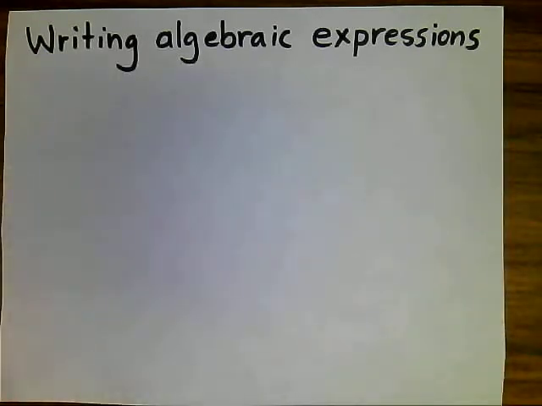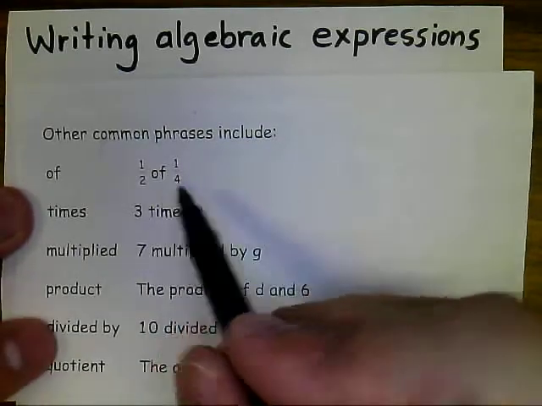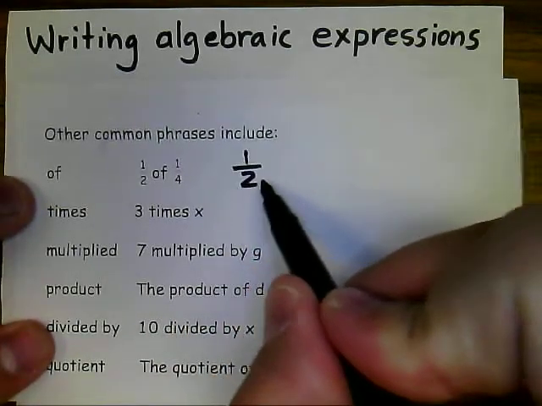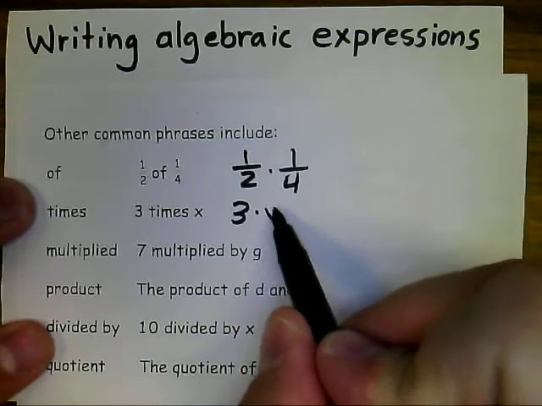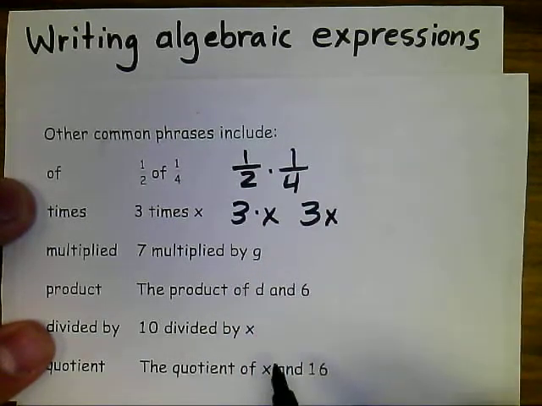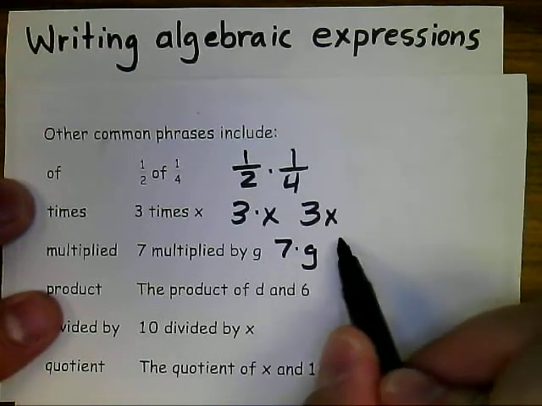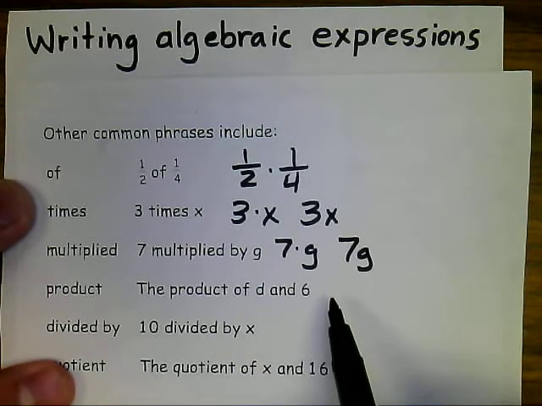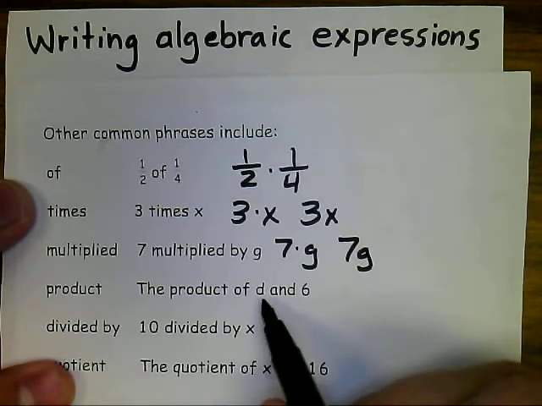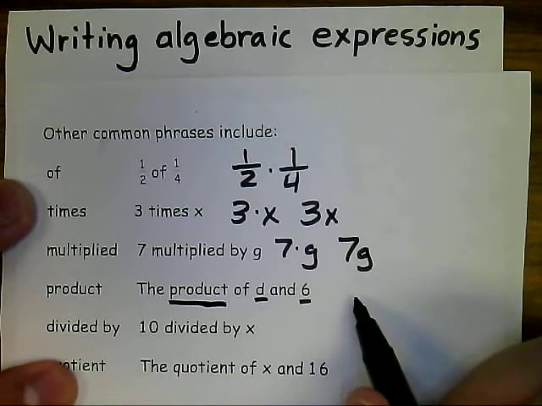An additional situation is we run into some other multiplication phrases. Again, we talked about of. That would mean 1/2 times 1/4. 3 times x: you could write it like this, but the best way would be the coefficient. Now 7 multiplied by g, same thing, 7 times g, or ideally 7g. Now the product of d and 6 gives you a special way to deal with this. If you want to lead with the d, because product is an answer term, you can.